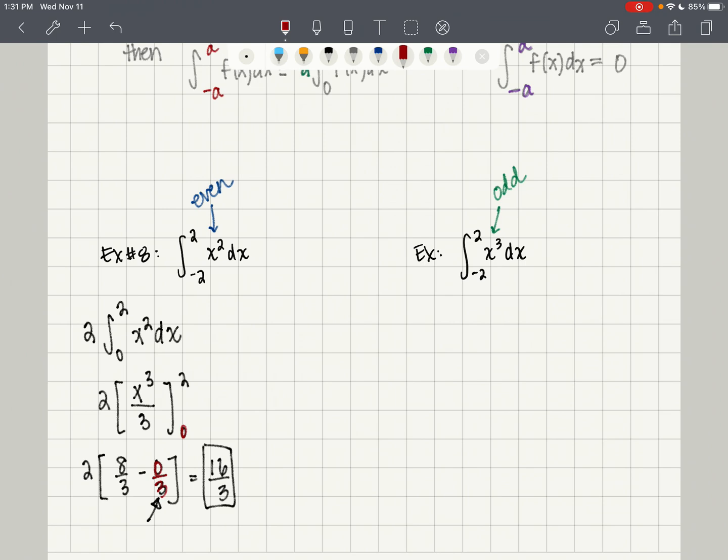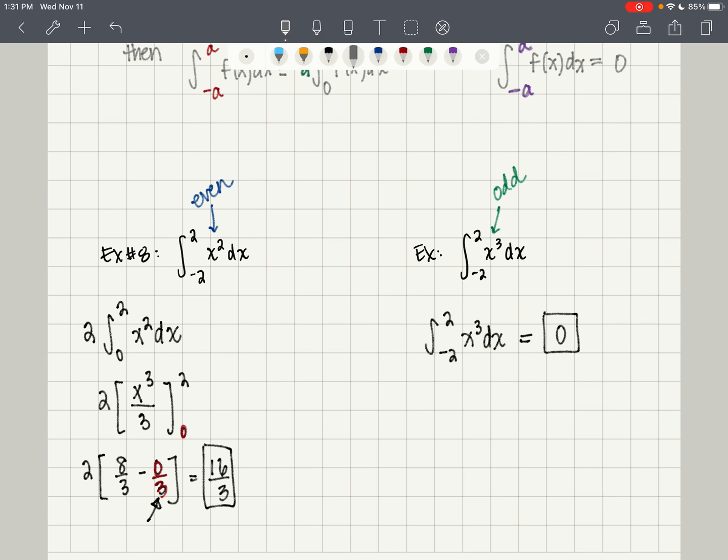Now the odd function, once you recognize that you have that odd function, the integral from negative 2 to 2 of x cubed dx is equal to 0. There's no calculating.